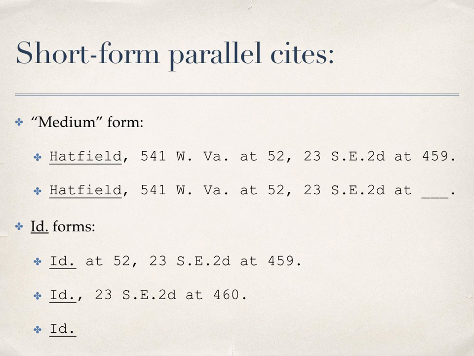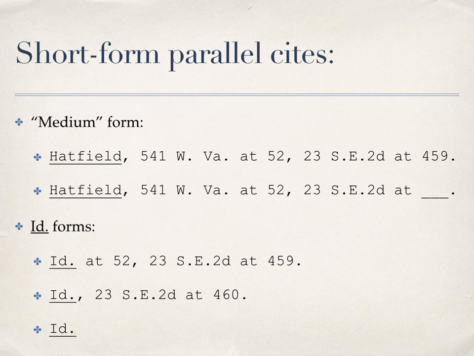The other two examples, the first one is where you're citing to the same case, that Hatfield case, but the pin page has changed in both reporters. The first reporter is id at page 52. The second would repeat the volume, reporter name at the new page. The second example is what you would show where the page number didn't change for the West Virginia reporter, but it did change for the Southeastern reporter. You would indicate it as such.